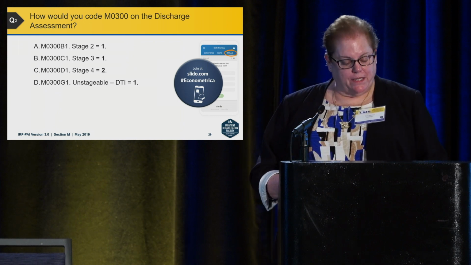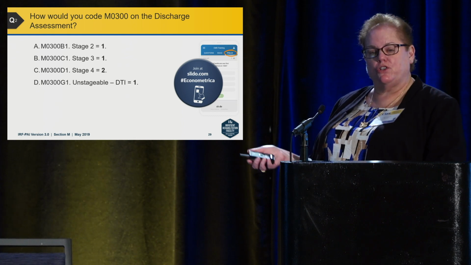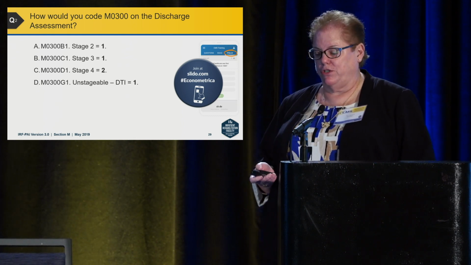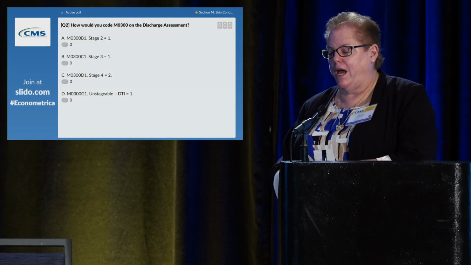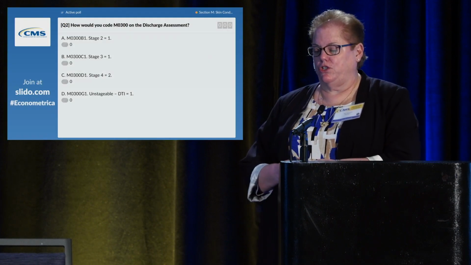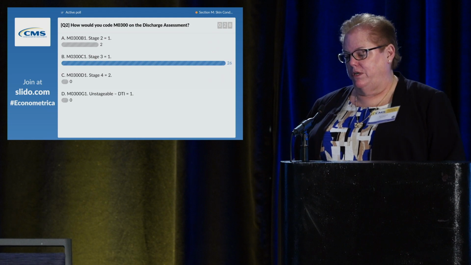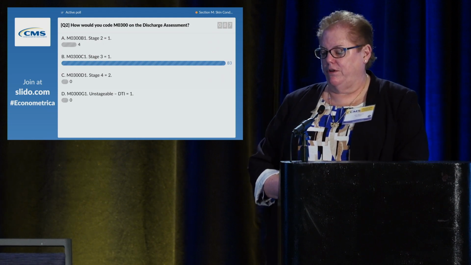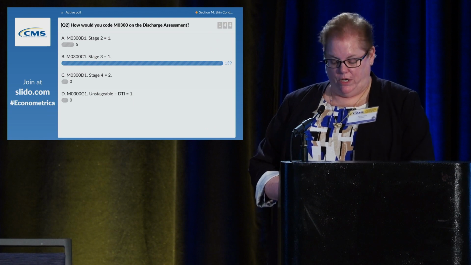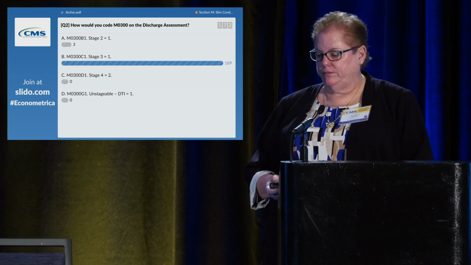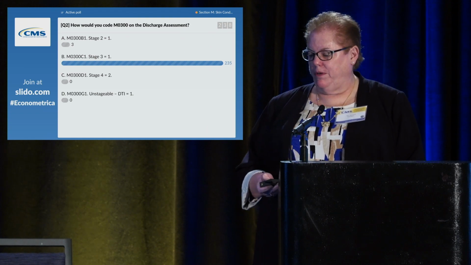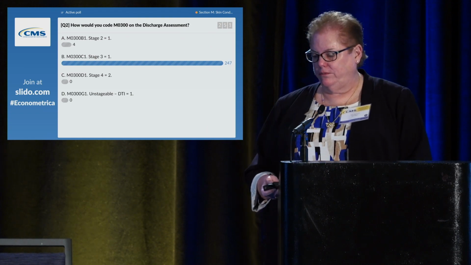Now let's ask that same scenario. Now we're at the discharge assessment. How would you code M0300 on the discharge assessment? Would you code it as 300B1 as a stage 2, 300C1 as a stage 3, M0300D1 as a stage 4, and/or unstageable? Okay, we got a good portion of people. Most people think a stage 3.